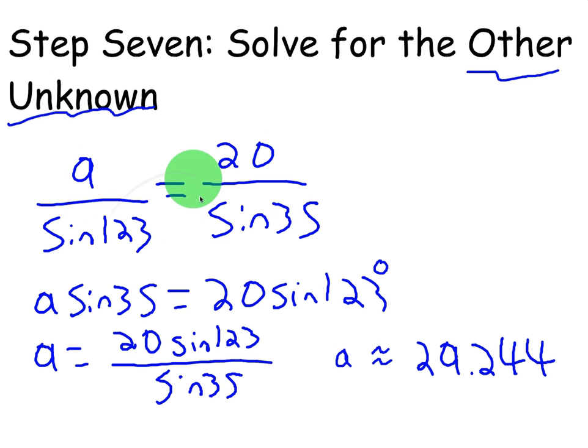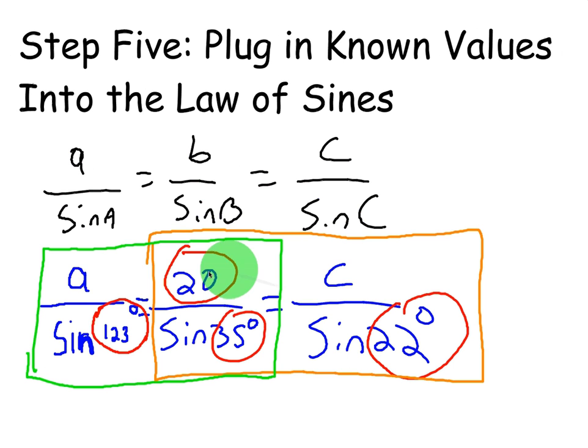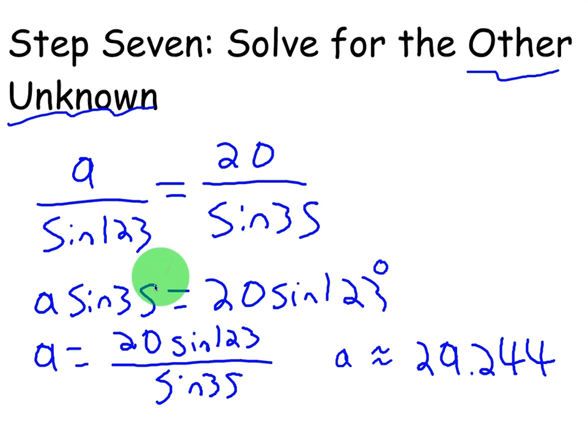To solve for little a, we write out that other ratio we had over here on the left. So we will multiply both sides by sine of 123. And I guess what we're doing here is cross multiplying. You could have just multiplied both sides by sine of 123. So if we cross multiply, we get a sine of 35 equals 20 times sine of 123. Divide both sides by sine of 35 to get a by itself. So you get a equals 20 sine of 123 over sine of 35. Let's plug that one in as well.